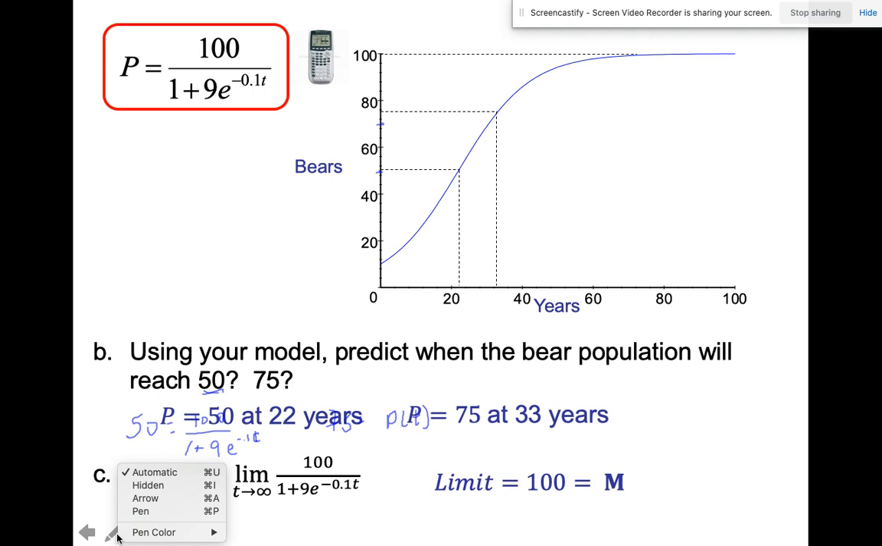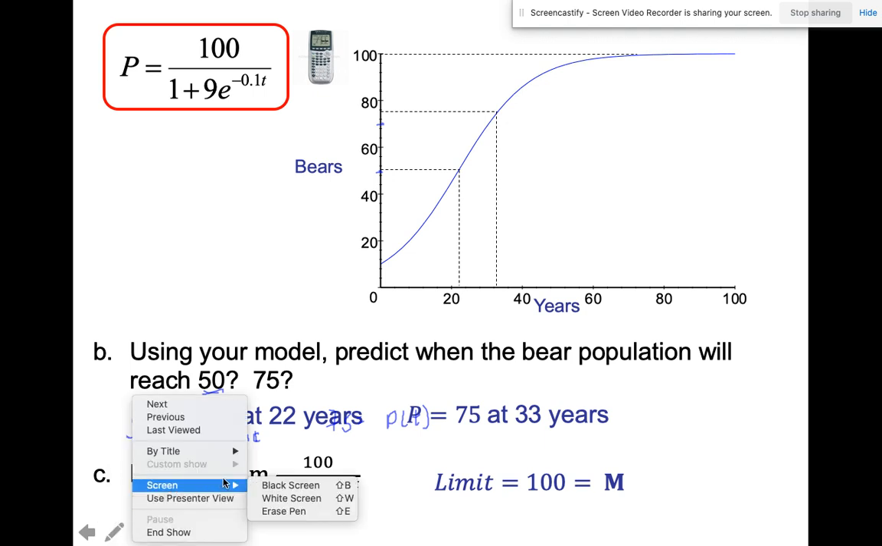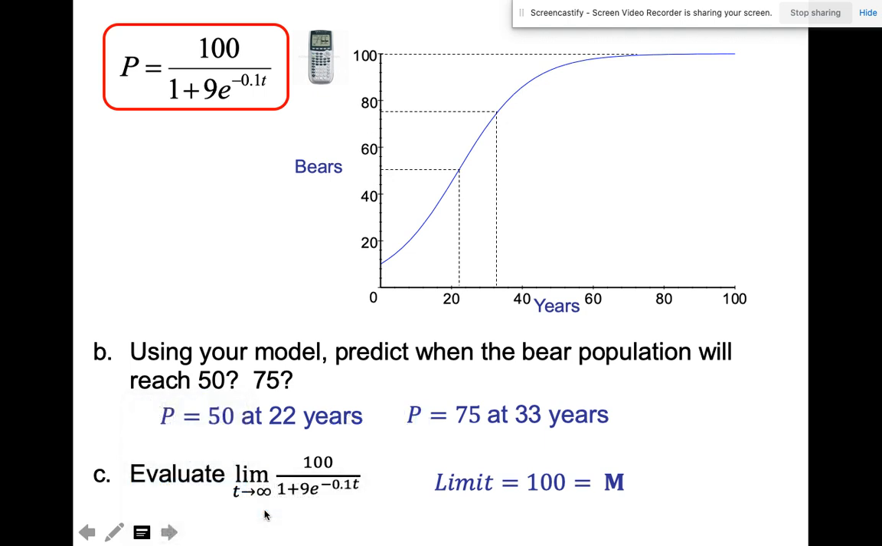I rounded to the whole year. Don't do that unless they tell you to. Use, right, 3 places past the decimal. But often in these times they'll say, round to the nearest whole year, or something like that. But don't do that unless they tell you.